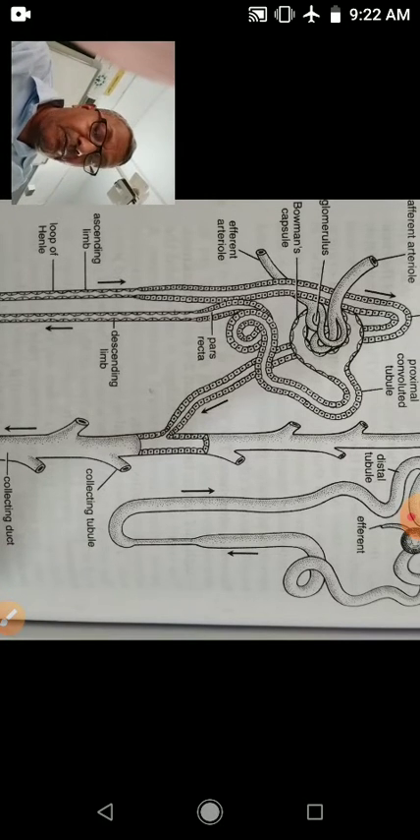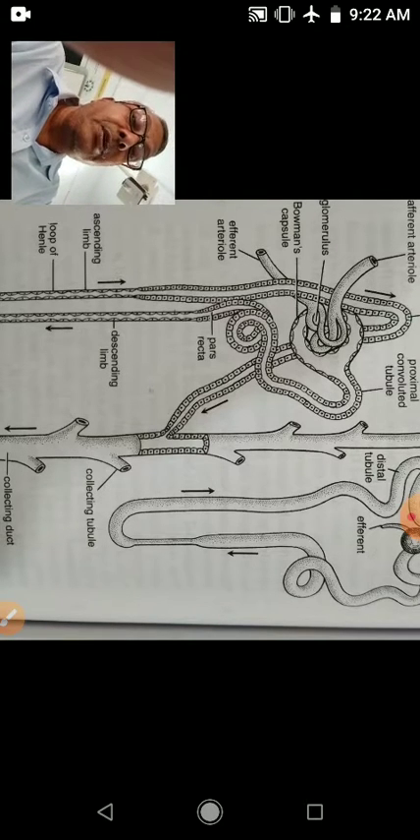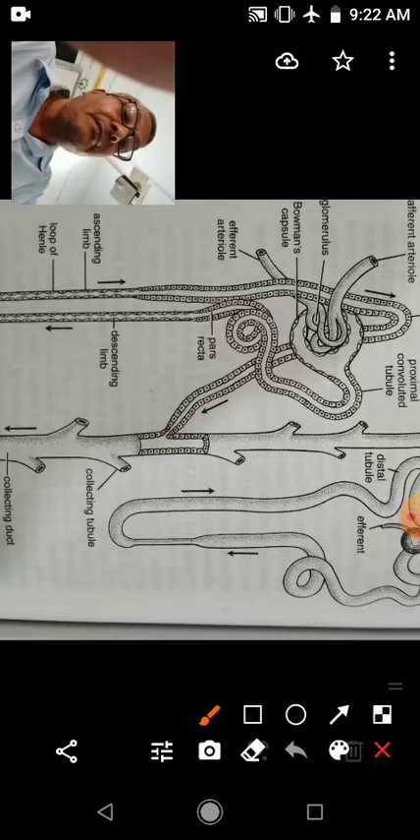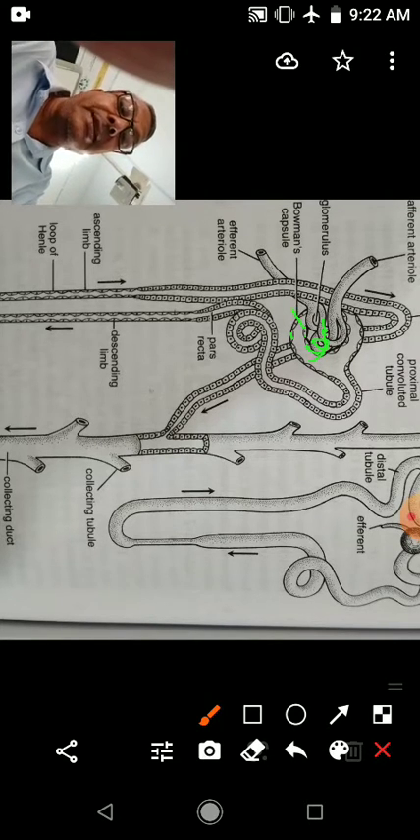In the Bowman capsule, there is a supply of blood through a blood vessel called the afferent arteriole. This afferent arteriole inside the Bowman capsule breaks into fine blood capillaries, which form a knot-like mass of blood vessels. This structure is called glomerulus. The blood vessel which takes the blood away from it is the efferent arteriole.